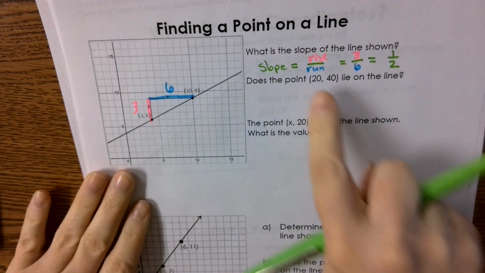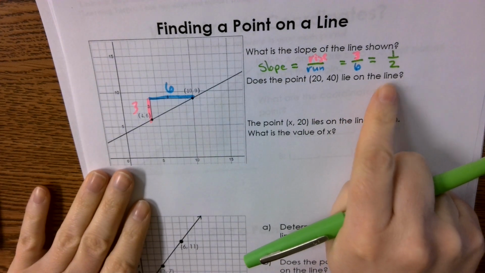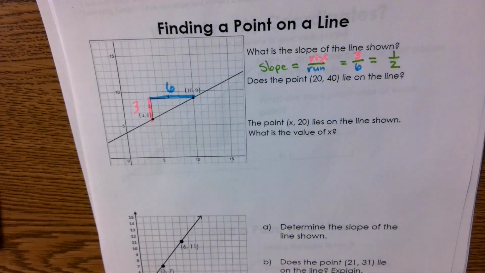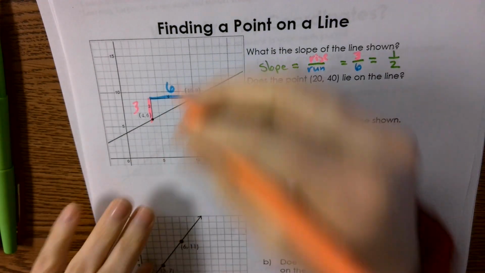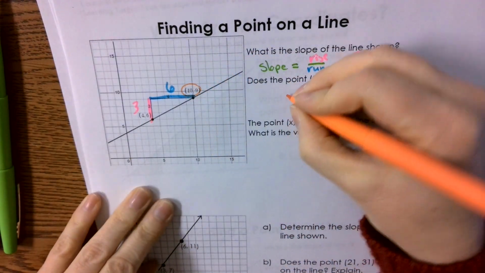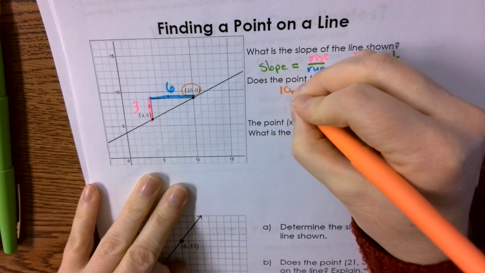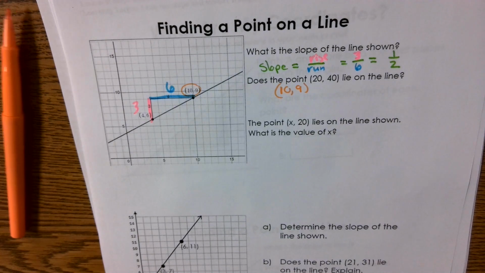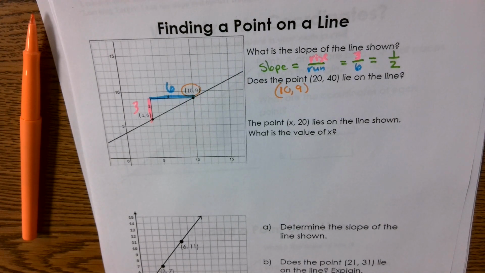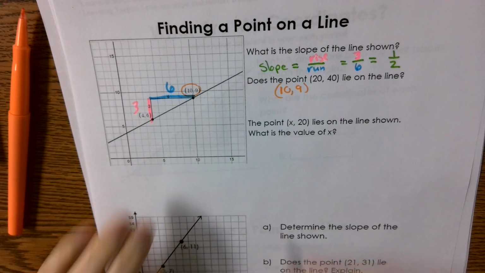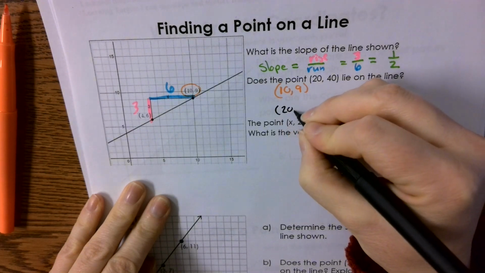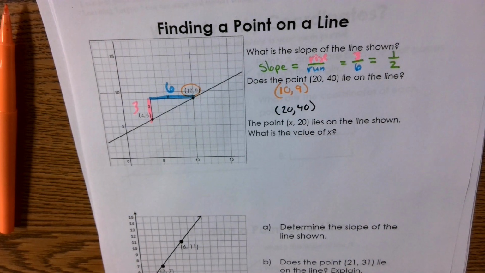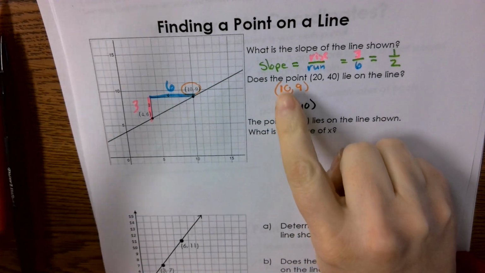We want to know, does the point (20, 40) lie on the line? So all we're going to do is pick one of these points. It doesn't matter which point you pick. You just pick one of them. So I'm going to go ahead and pick this point, the (10, 9). So I'm starting off at (10, 9). And then I'm going to check to see what the slope would be if I'm going from (10, 9) to (20, 40).